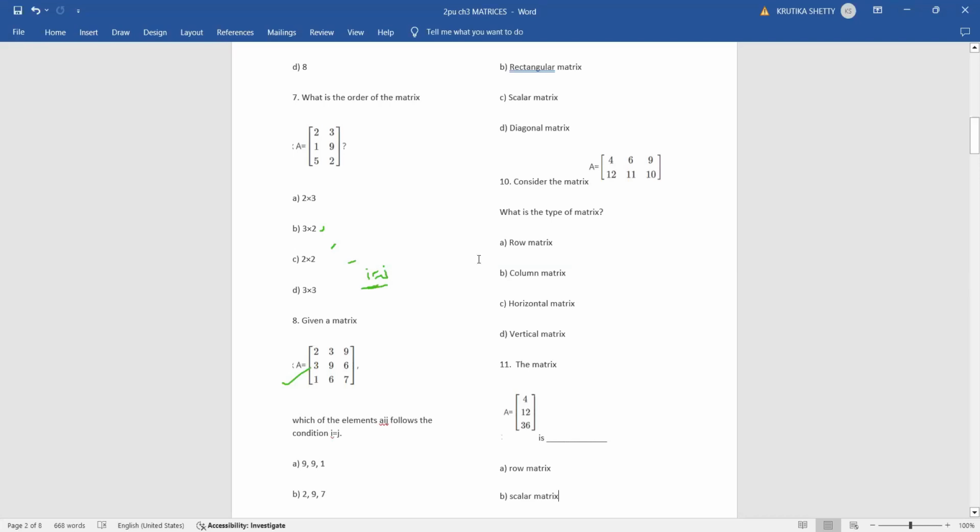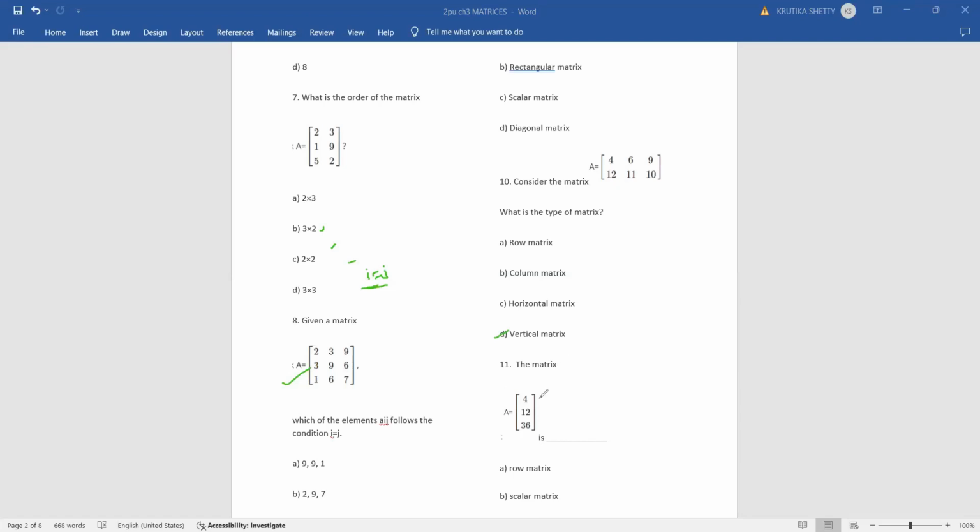If only one row is there, it will be a row matrix, or a column matrix. Then we have the horizontal matrix and the vertical matrix. This particular matrix is an example for a vertical matrix. You can see the number of columns is more than the number of rows. So it will be an example for a vertical matrix. Option D will be the right option here. That was the 10th question.